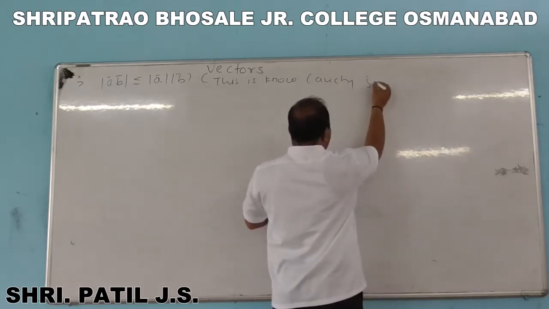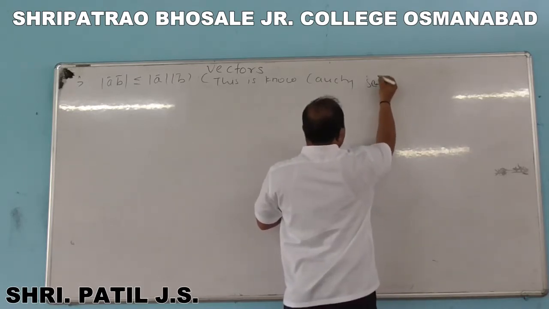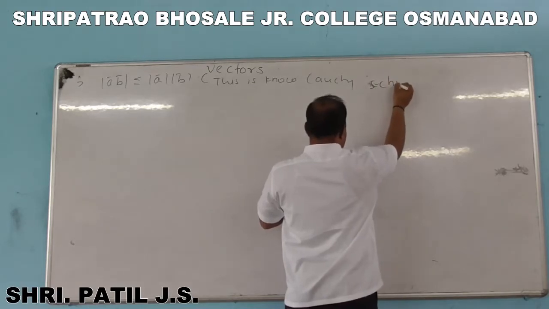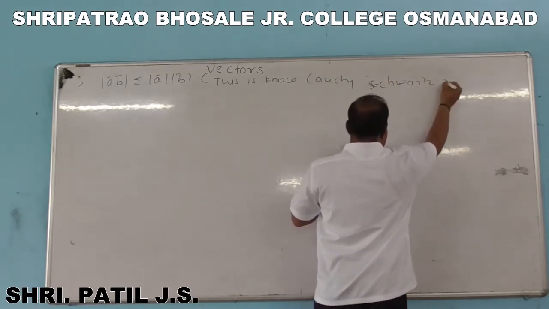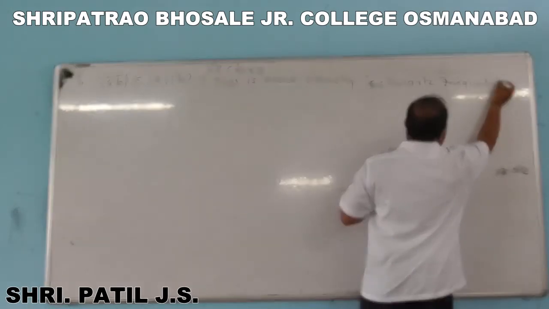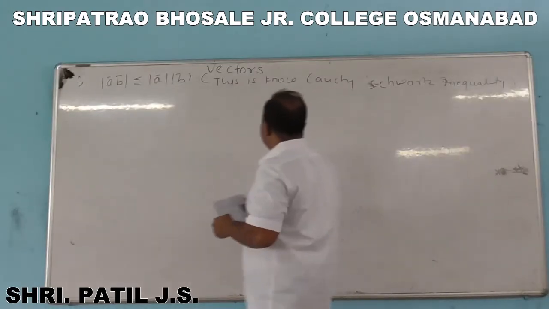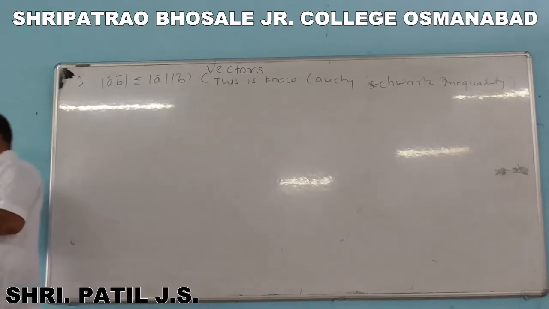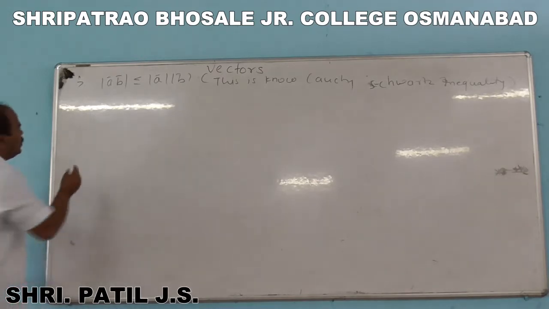This property is known as the Cauchy-Schwarz inequality. The next point is finding the angle between two vectors.